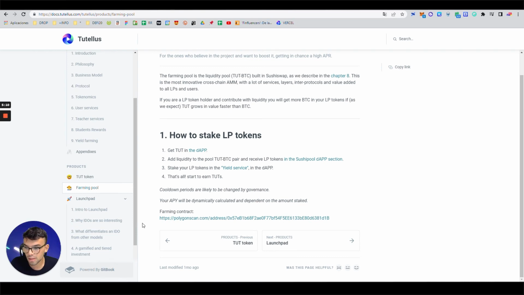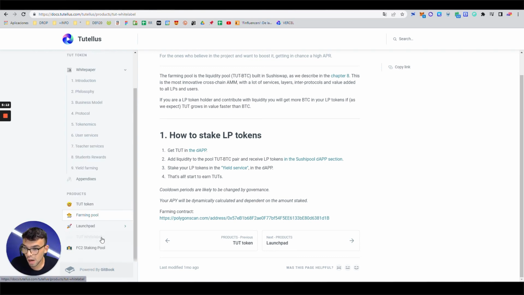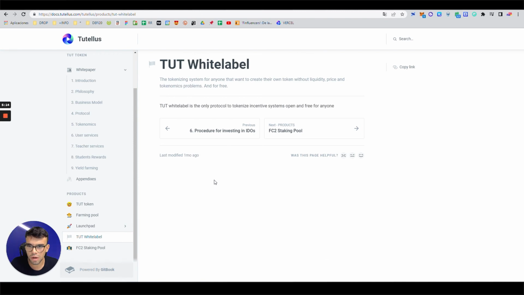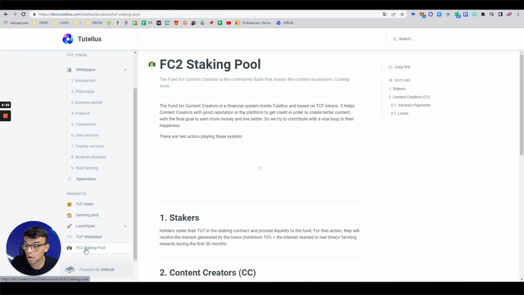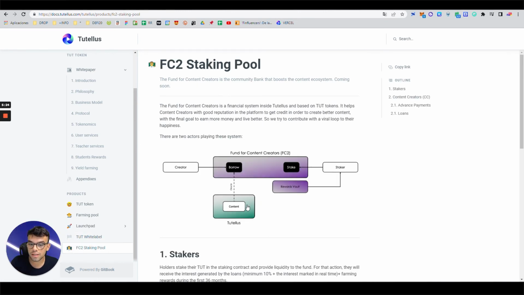Now we already talked about Launchpad, so I'm going to skip that part. We also talked about the TUT white label. I'm also going to skip that part, but you're more than welcome to have a look at this section right over here. Lastly, not less important, is the staking pool, version number 2. This is something that has not been launched yet. It's going to be the second version, but it's the fund for content creators pool.